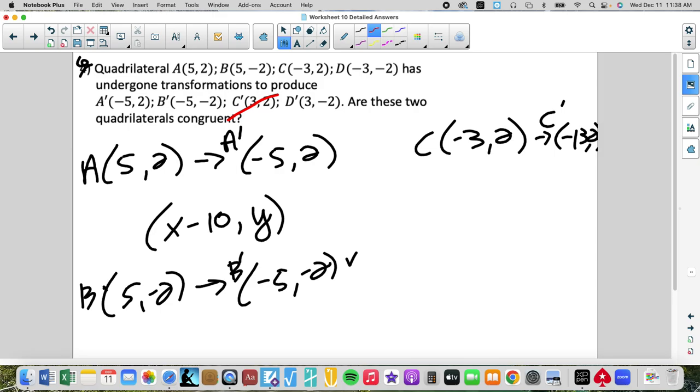And let's look at D. D is (-3, -2). If we put it through there, that becomes (-13, -2). And that also is incorrect. So, are these two quadrilaterals congruent? Well, they're congruent.